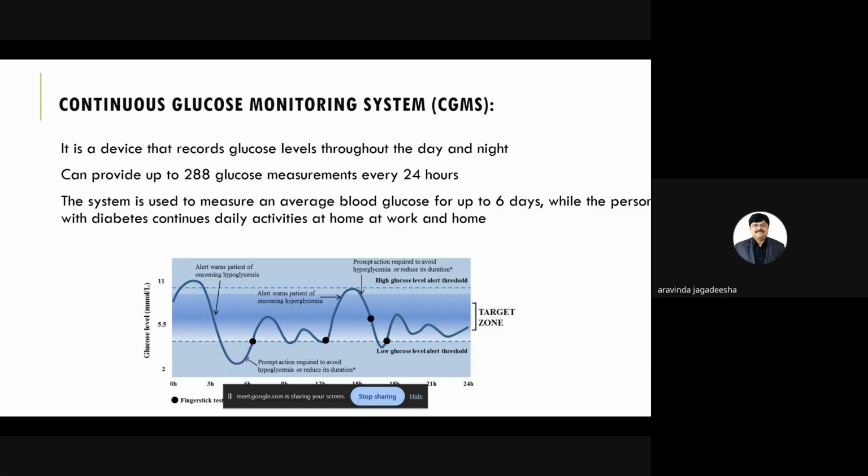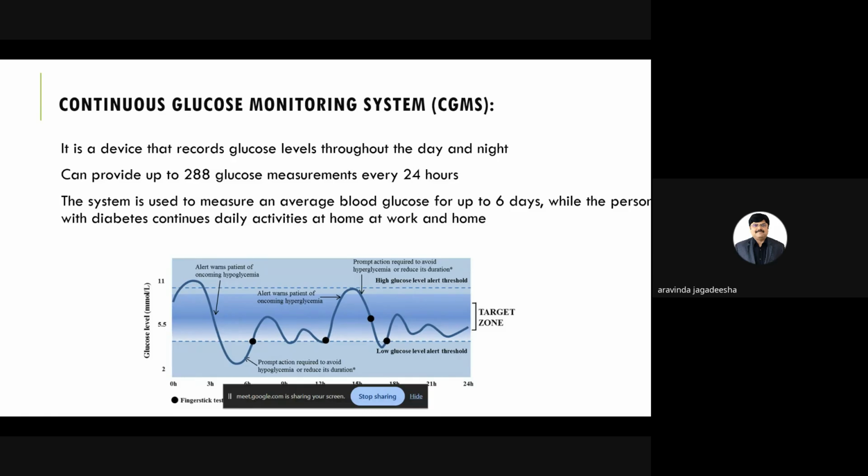At the bottom, you can see how a typical CGM looks. Starting from the left-hand side of the graph, you can see the range, the middle part where the dotted lines are. That is the range. For example, the bottom is 70, the higher range is 180. We want the patient's glucose to fall between these two values, 70 and 180.